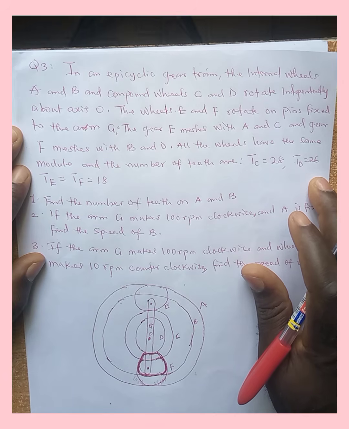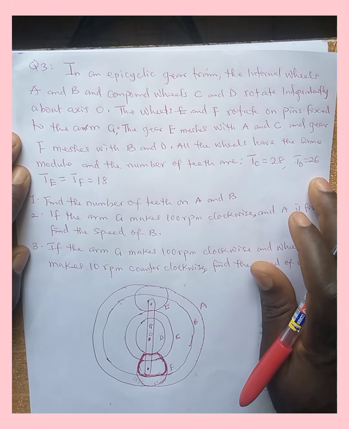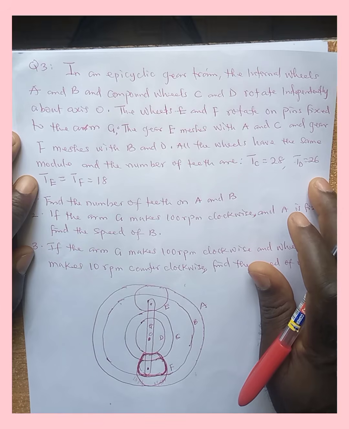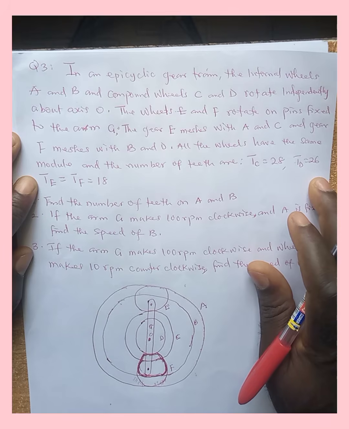All the wheels have the same module, and the number of teeth on C is 28, the number of teeth on D is 26, the number of teeth on E is equal to the number of teeth on F, which is equal to 18.